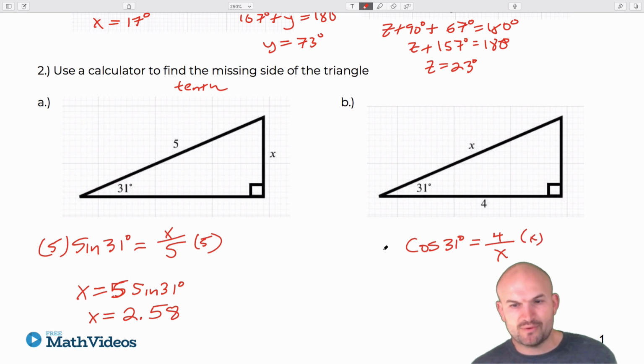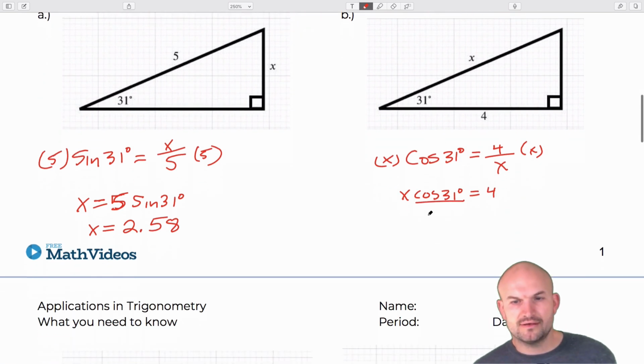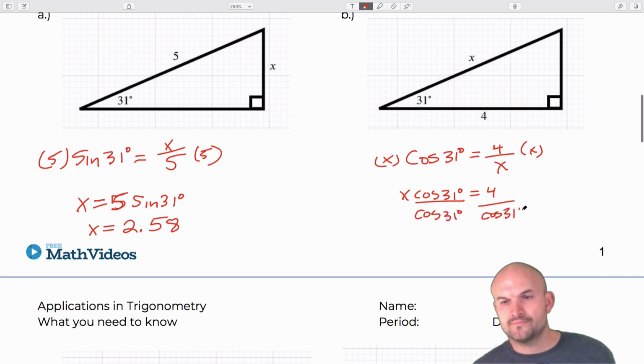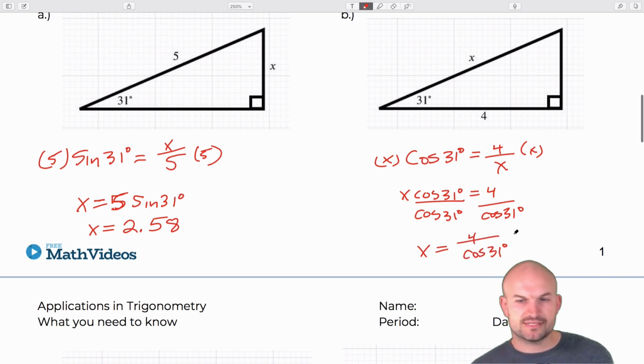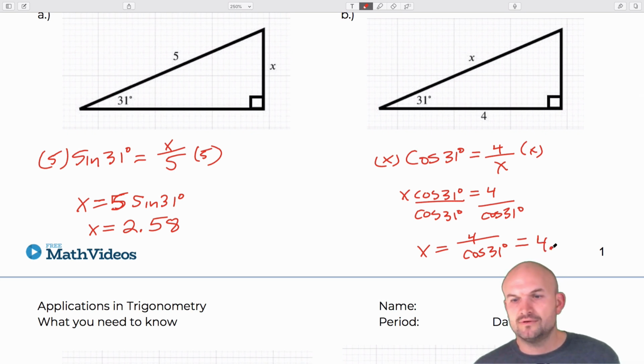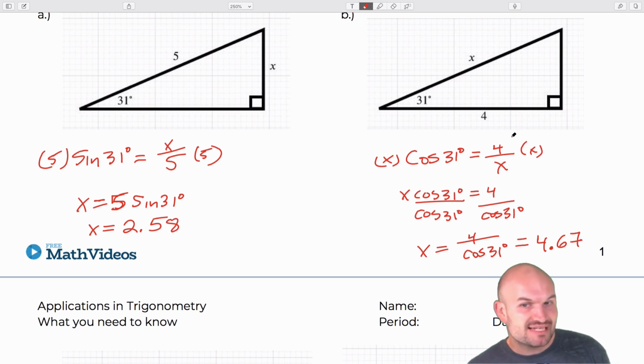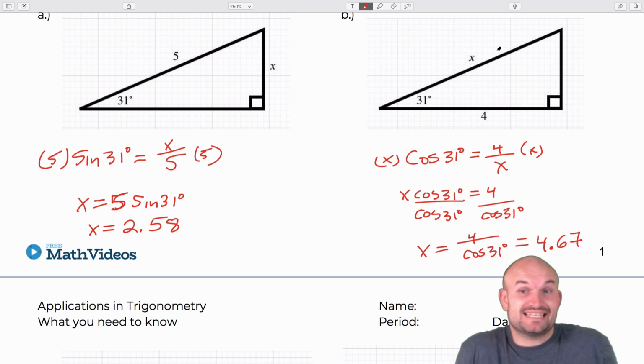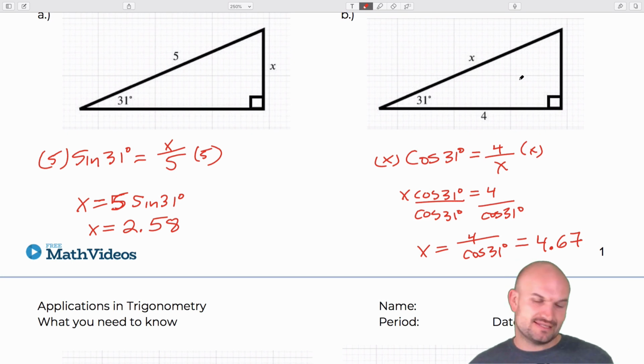So the first thing we have to do is multiply by x on both sides. That's going to give us x times the cosine of 31 degrees is equal to 4. Now again, to solve for x, I need to divide by the cosine of 31 degrees. So therefore, x equals 4 over the cosine of 31 degrees. Now that's what we're going to type into my calculator, and I'll round. So 4 divided by the cosine of 31 degrees is going to be 4.67 as you round. And again, that makes sense. In the context of the triangle, we know it has to be bigger than 4, right? Because it's the hypotenuse, it's the largest side.